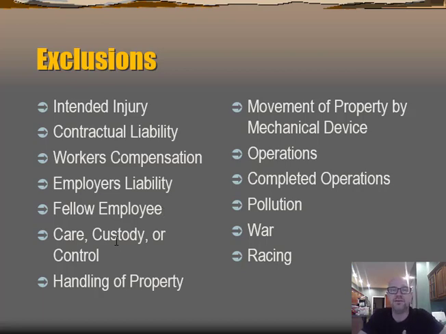Any property that's in my care, custody, or control, even if it belongs to somebody else, somebody gives me something, and I put it in my truck, and in the meanwhile, my truck gets wrecked in an accident and their property gets damaged. That property was in my care, custody, and control. We don't handle that in auto. We'd have to handle that as part of my business personal property in that part of the policies that we have. So not auto. Same idea with handling of property or movement of property by mechanical device.